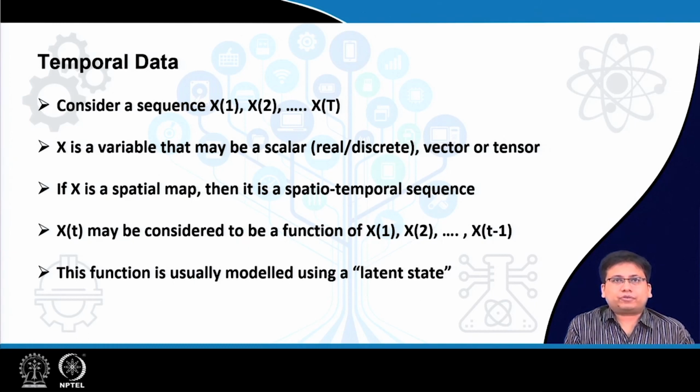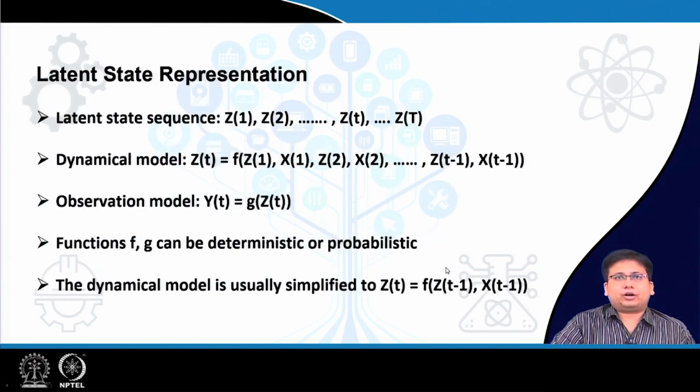Now this kind of function which connects xt to the previous observations is usually modeled with the help of a latent state. Of course, when we only have the data, we don't have anything like what produces the data, but we imagine that there is a system which is generating the data, and the system is having some kind of a latent state, which is defined at every time point, and that latent state is driving the observations.